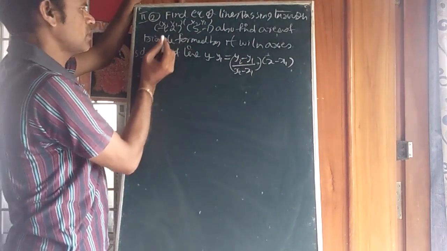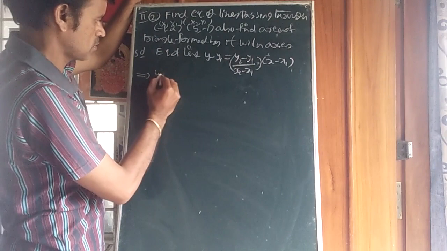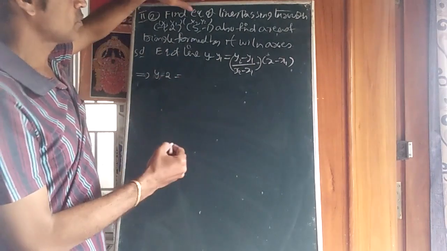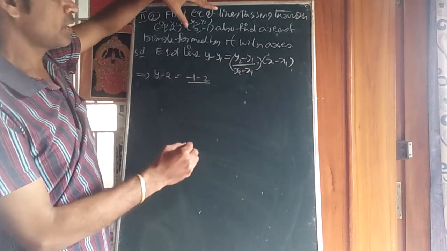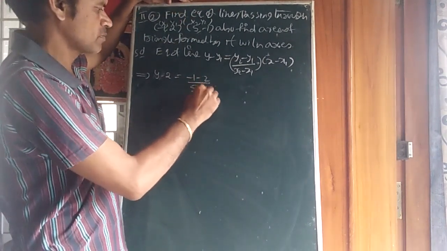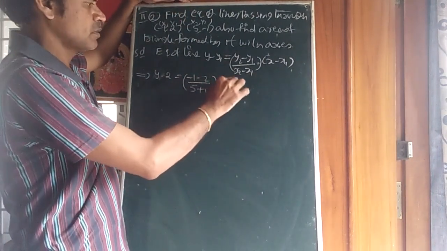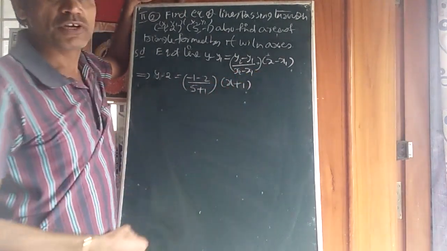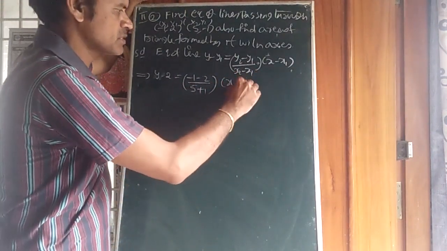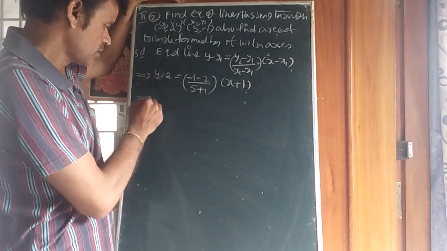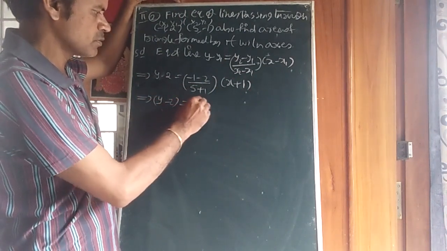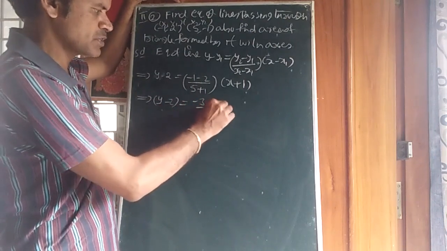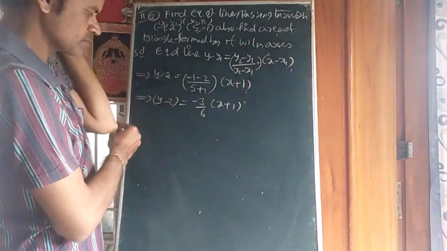y minus y1, meaning y minus 2 here. Here y2 minus y1 is minus 1 minus 2, by 5 plus 1, into x minus x1, meaning x minus of minus 1 becomes x plus 1. That implies y minus 2 is equal to minus 3 by 6 into x plus 1.